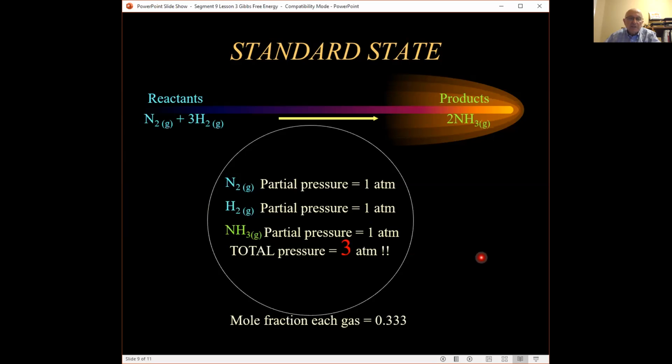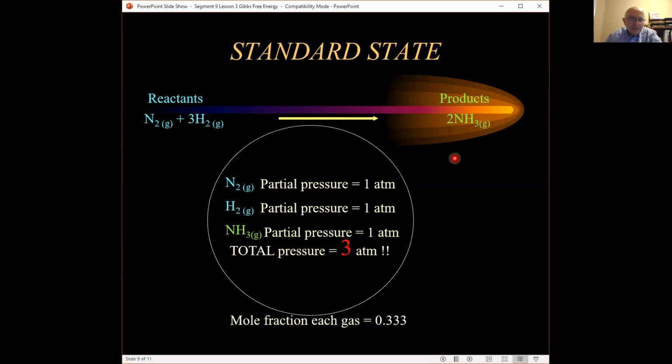Now, let's look at another consideration, and I've never seen textbooks do this right. They always say the standard state is 1 atmosphere pressure, but they don't distinguish the fact that when you've got a mixture of things, each one of them has to be at 1 atmosphere pressure. Here's a reaction, N2 and 3H2, all gaseous, going to 2NH3 gaseous. So this is a reaction for the formation of ammonia from its elements.